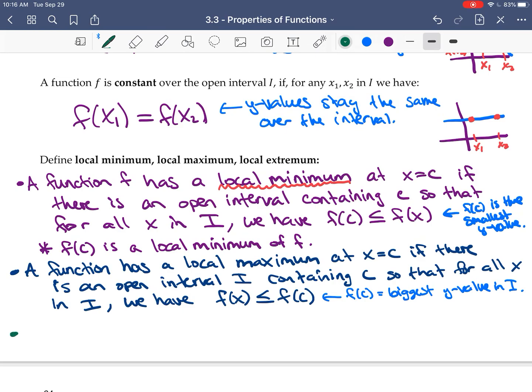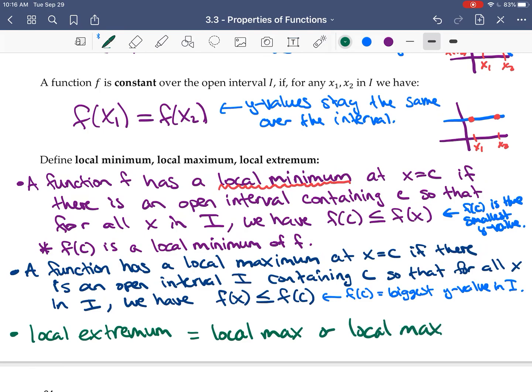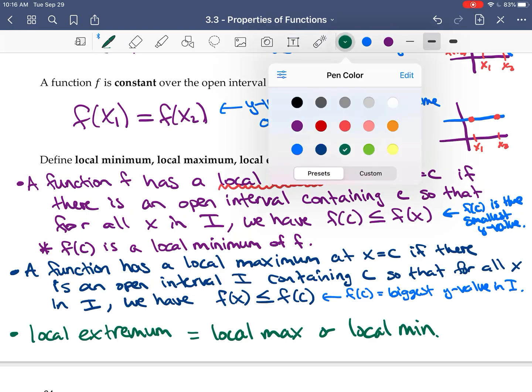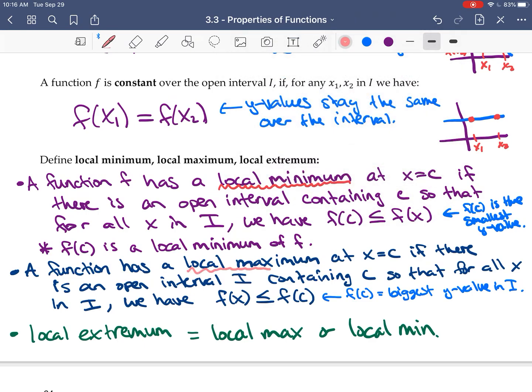Okay, now a local extremum is just a local max or local min. So if we don't know if it's a max or min, but we want to refer to it, then we would say extrema or extremum. So local maximum and local extremum. So that's the idea behind the local extremum. You're either the biggest y value or you're the smallest y value in the interval.